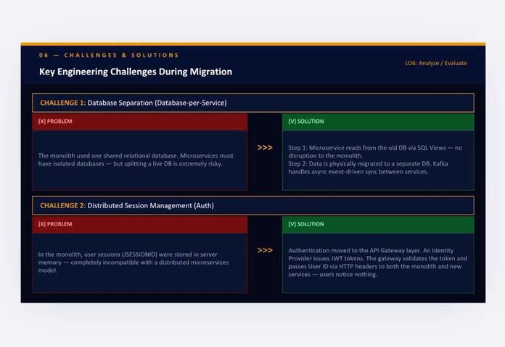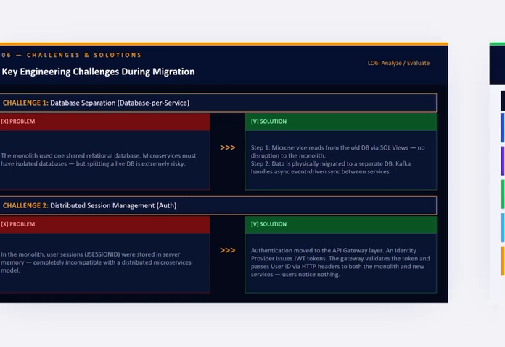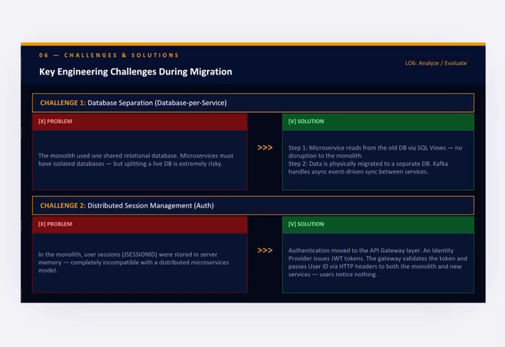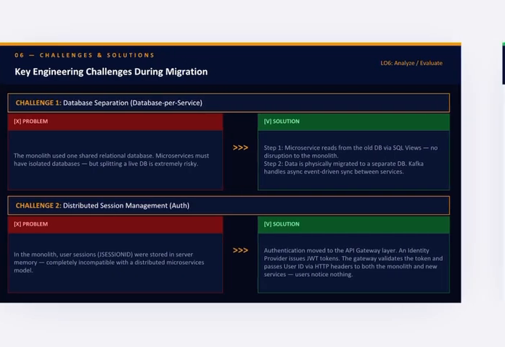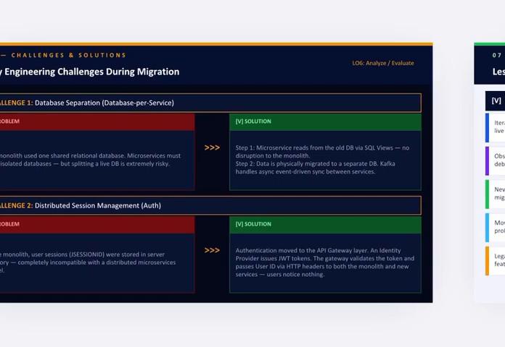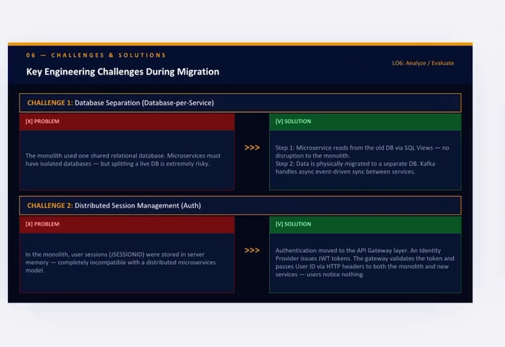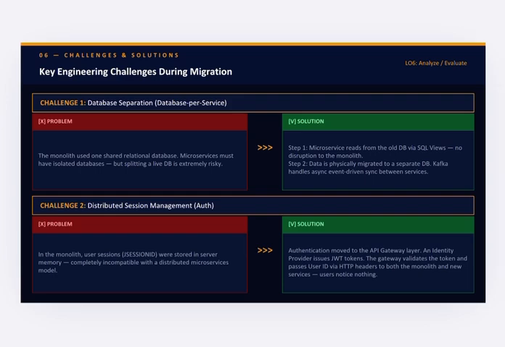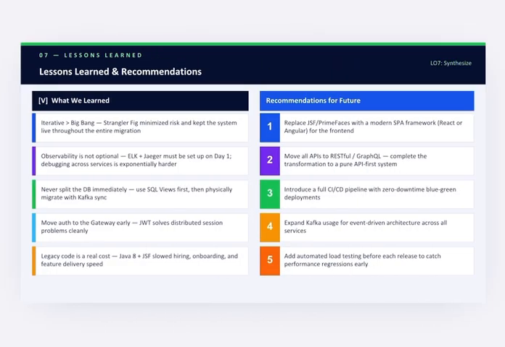The second challenge is session management. Server-side sessions do not work in distributed systems, and the solution is JWT-based authentication handled by the API gateway. User identity is passed through HTTP headers. So, iterative migration reduces risk and maintains system availability.